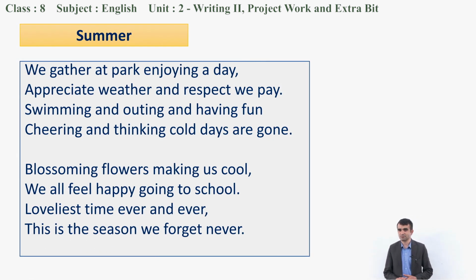Here I have written another. The theme is summer. The title is summer. You can write some lines about summer, but the last words should rhyme with each other. Let's read it. We gather at park enjoying a day. What do you do in summer? We gather at park enjoying a day, appreciate weather and respect we pay, swimming and outing and having fun, cheering and thinking cool days are gone. What is the rhyming pattern here? First rhyming with second, third rhyming with fourth. Day, pay, fun, gun.